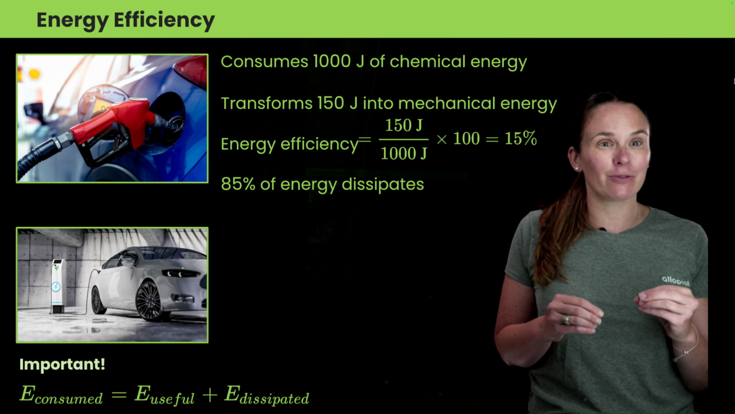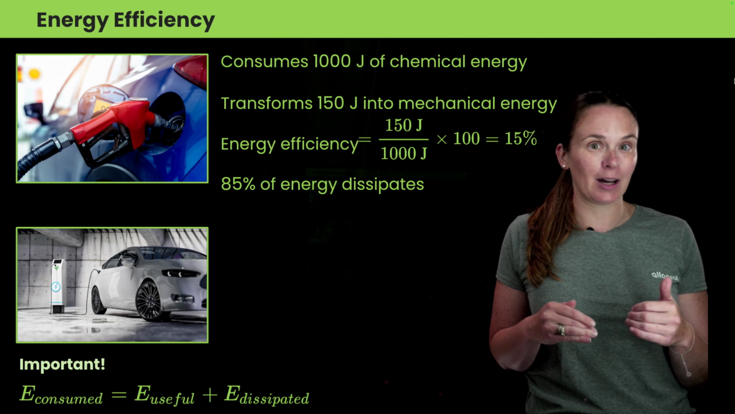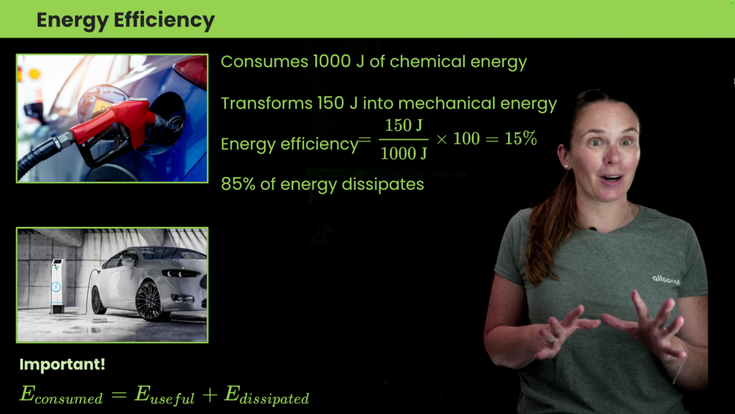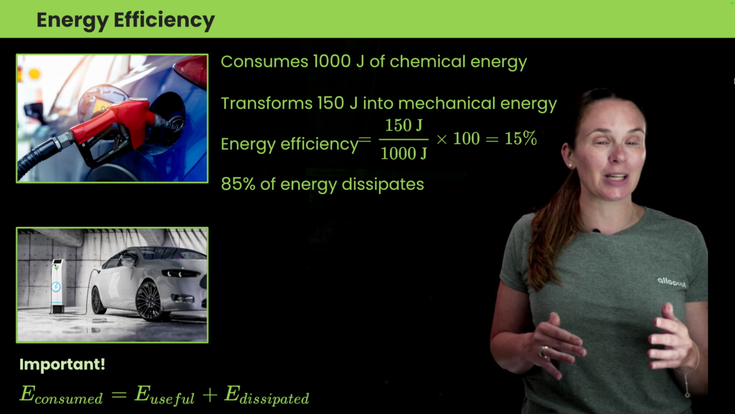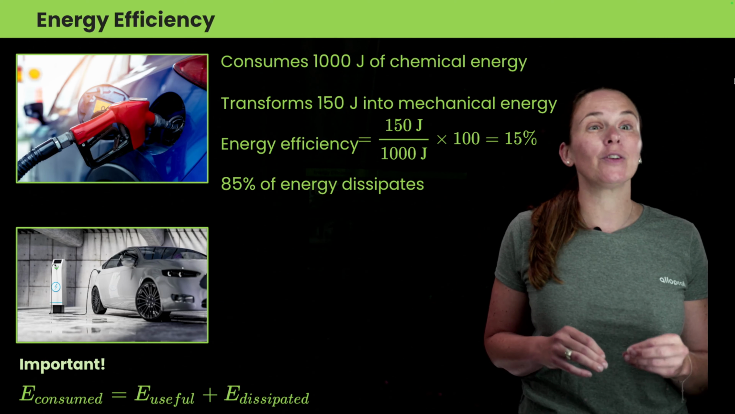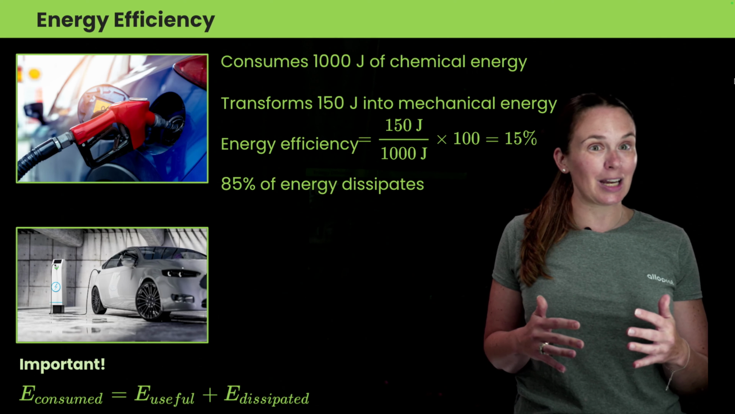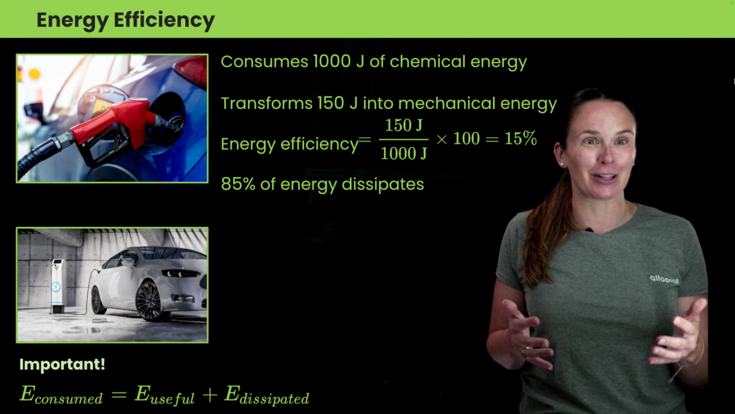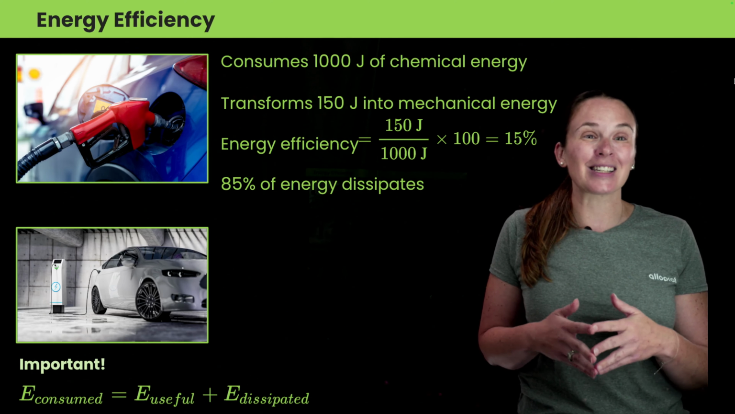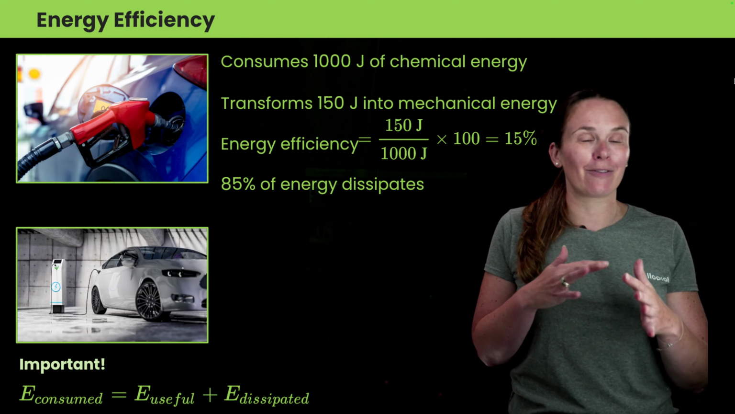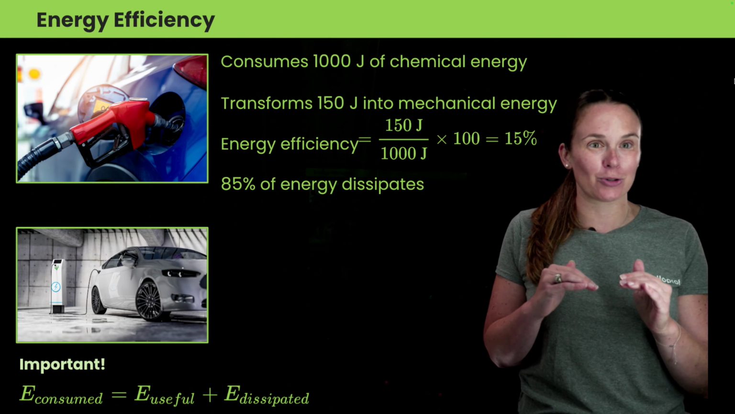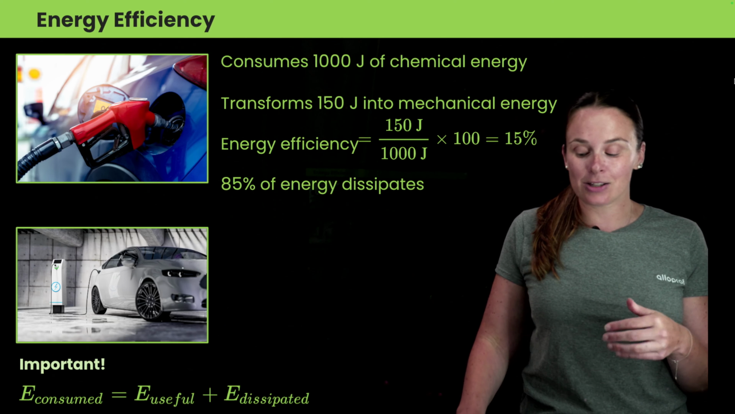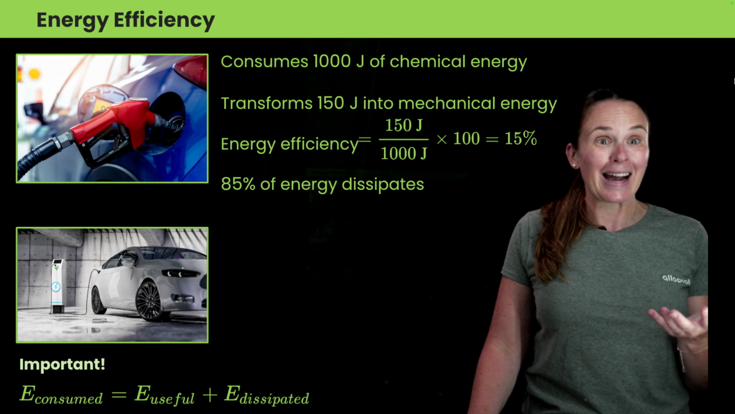If we plug those two values into our energy efficiency formula, we get 150 joules divided by 1,000 joules times 100, because remember, energy efficiency's unit of measurement is percentage. So we see that this car is 15% efficient. What does that mean? It means that 85% of the energy that went into the system is not used efficiently. It dissipates. It's not lost. Remember, energy cannot be created or destroyed, just transformed, but it dissipates, so it's not used efficiently. This car would also be called a gas guzzler.